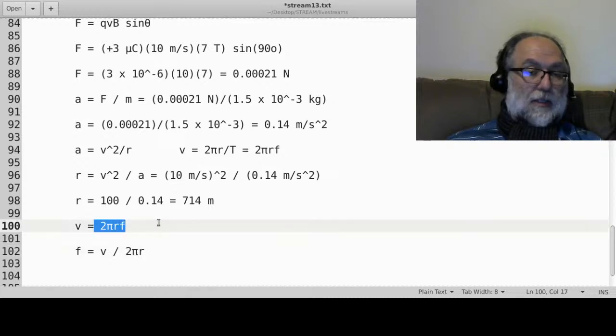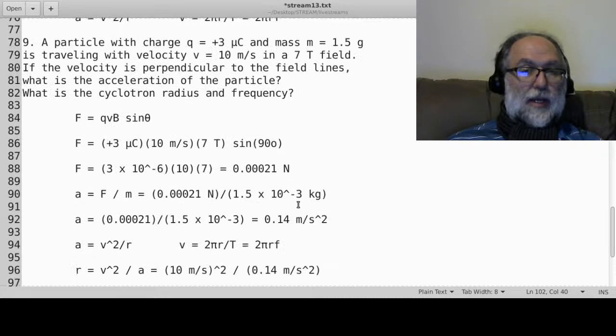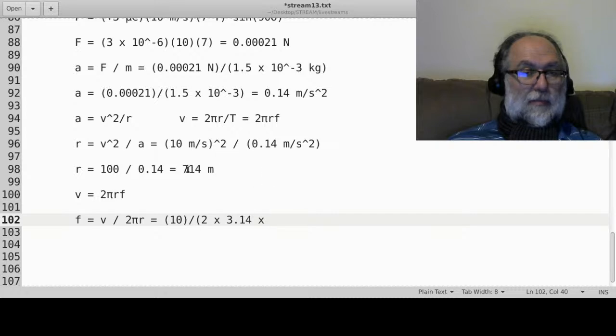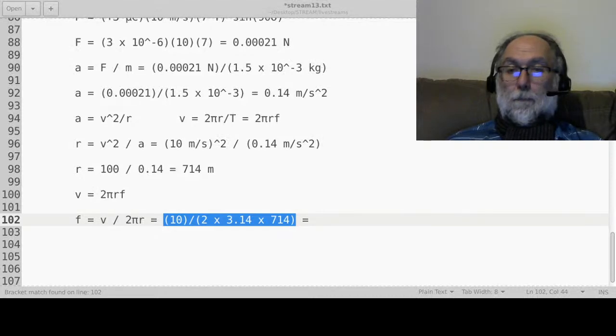Okay, so again, what did I do? I divided both sides here by 2 pi r, and that's the velocity, 10 meters per second, divided by 2 times 3.14 for pi, times the radius, and the radius we found to be 714 meters, like that. Okay, and what's that going to equal? Well, we will find out.